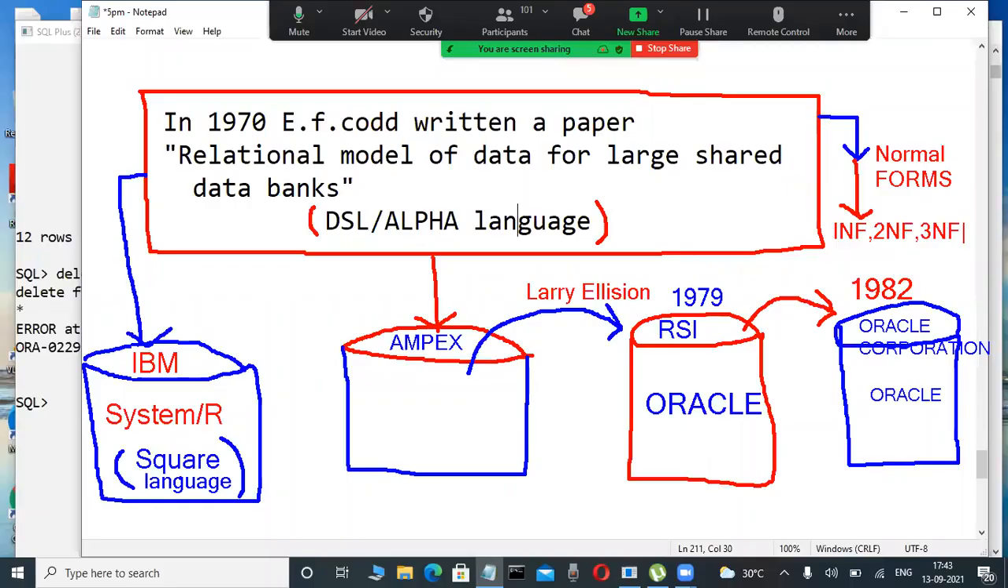Completed this fast. Here, normal forms is the terminology: first normal form, second normal form, third normal form. In 1970 E. F. Codd wrote the paper Relational Model of Data for Large Shared Data Banks. He introduced one language, DSL Alpha, for operating this relational data model product. Based on this paper, IBM introduced a system or project. In that, SQUARE is a language. Nowadays SQUARE changed into SEQUEL, and SEQUEL changed to SQL.